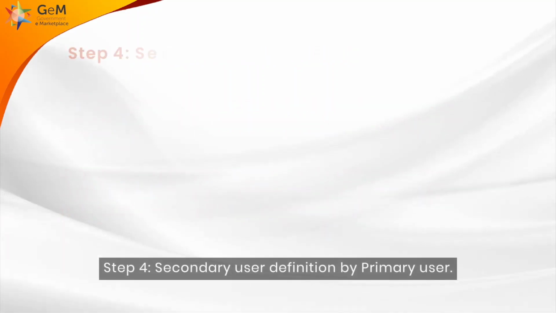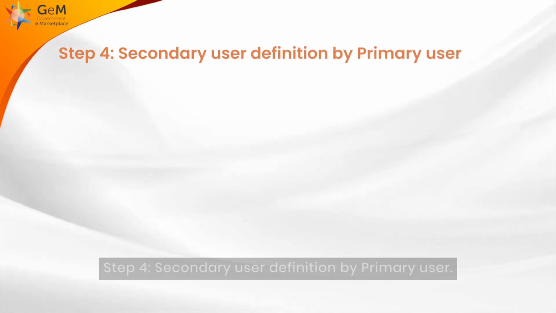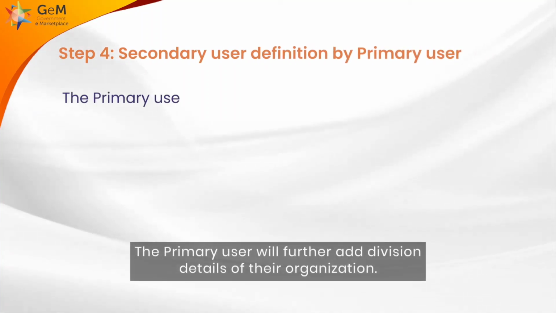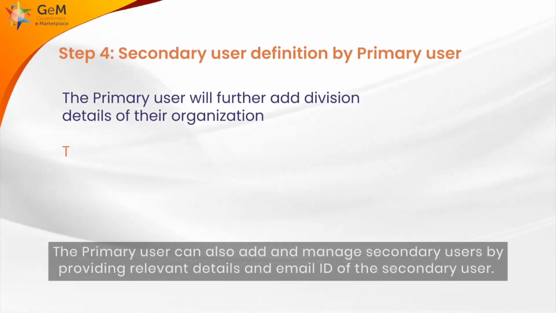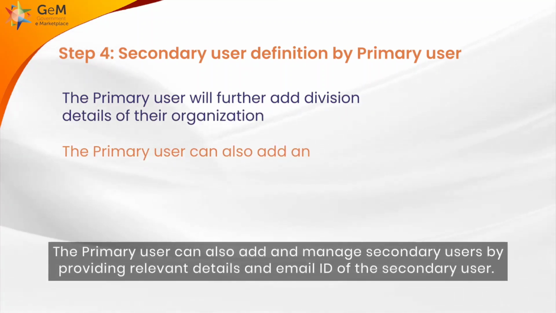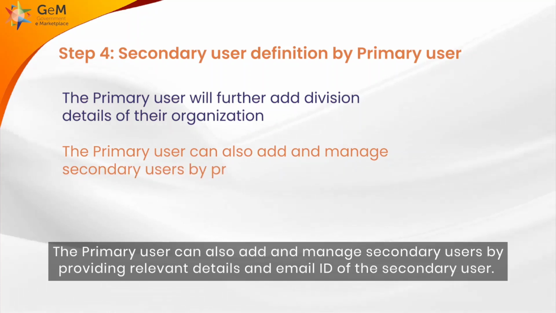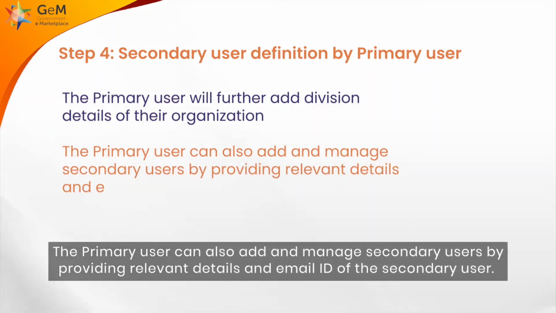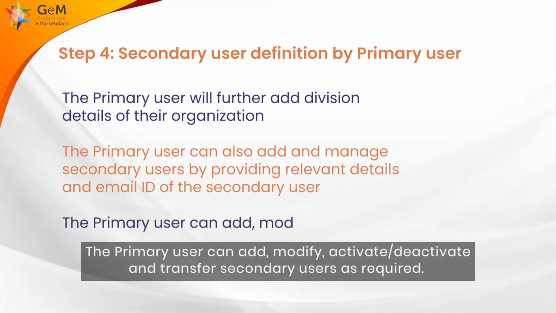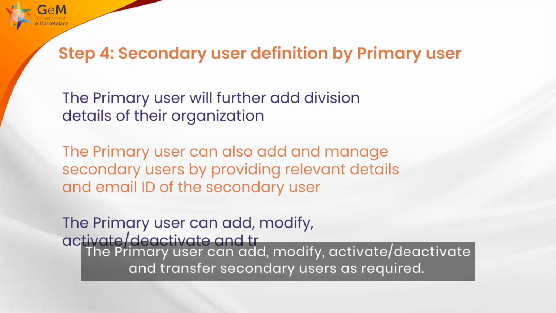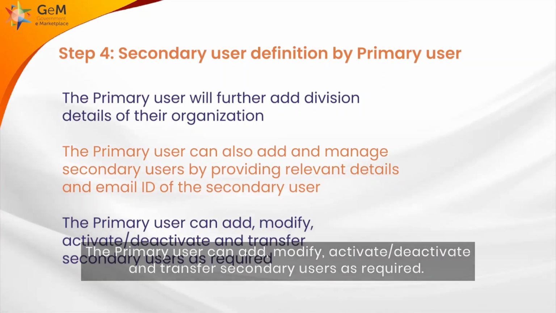Step 4. Secondary user definition by primary user. The primary user will further add division details of their organization. The primary user can also add and manage secondary users by providing relevant details and email ID of the secondary user. The primary user can add, modify, activate, or deactivate and transfer secondary users as required.